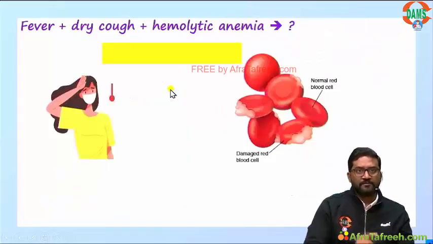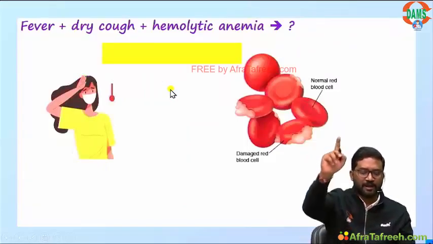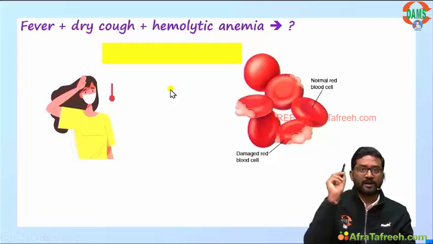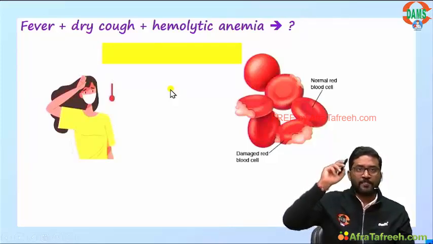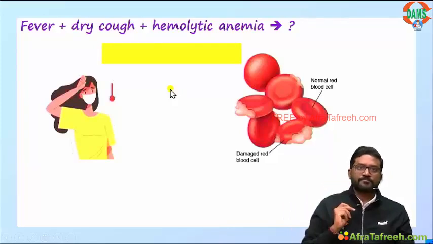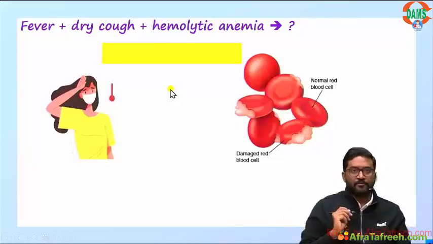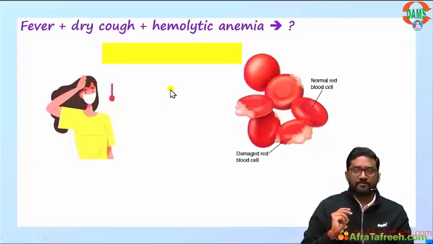Next, fever, dry cough, hemolytic anemia. Very important: pneumonia and diarrhea combination is Legionella. This pneumonia with hemolytic anemia, what should be your answer? Your answer should be mycoplasma.